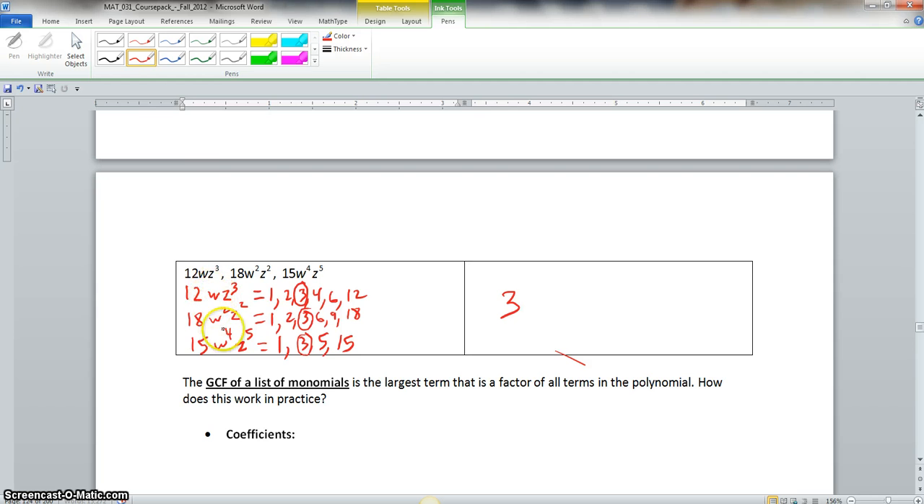Now we look here, all of them have a W, all of them have a Z. The W with the lowest exponent is just W itself. With our Z's, the lowest exponent is Z to the second power. So our greatest common factor is 3WZ to the second power.